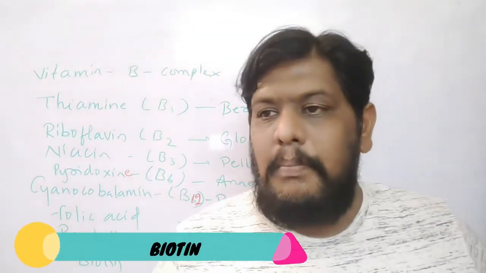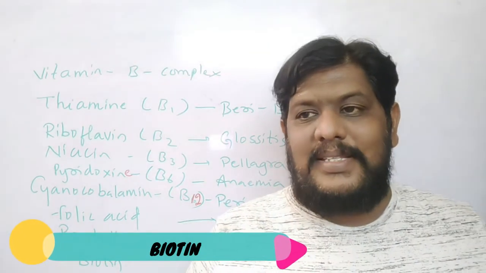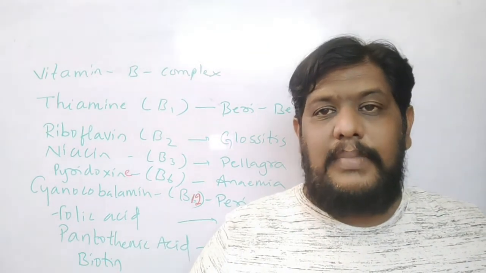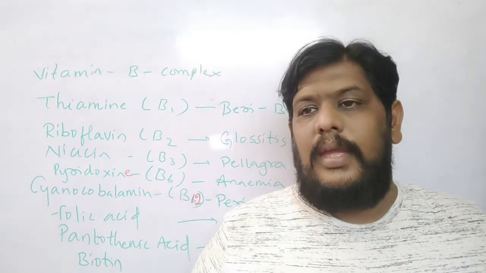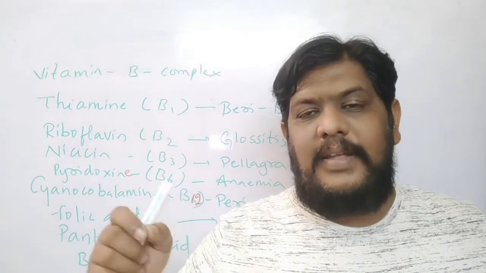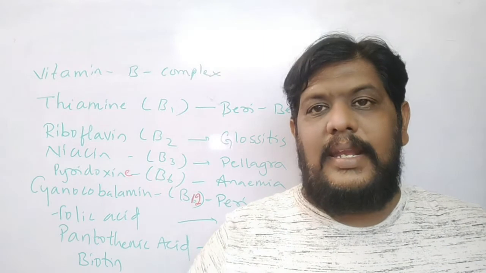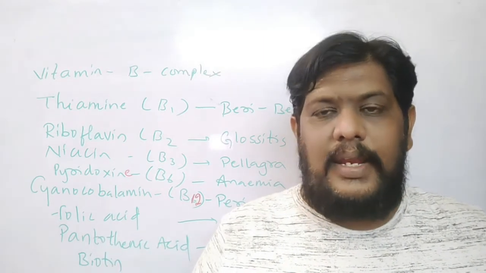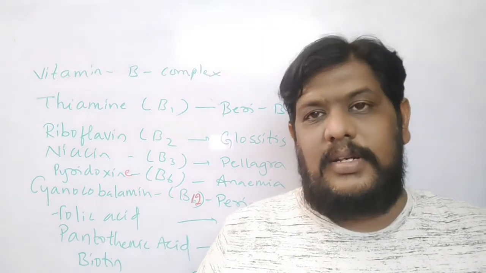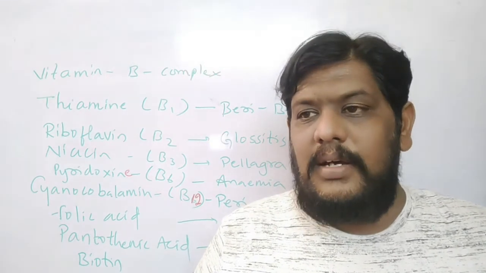And the last one in the vitamin B complex is biotin. Biotin is present in pulses, nuts, vegetables, liver, milk, and kidney. If biotin is deficient in the diet which you eat, that will cause nerve disorders.